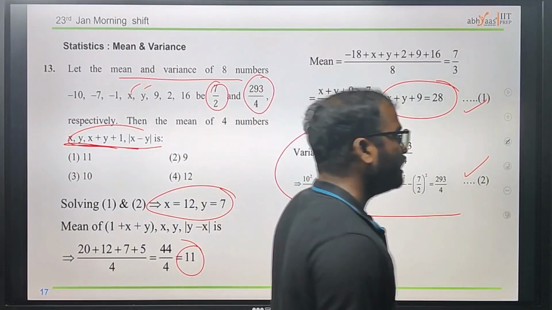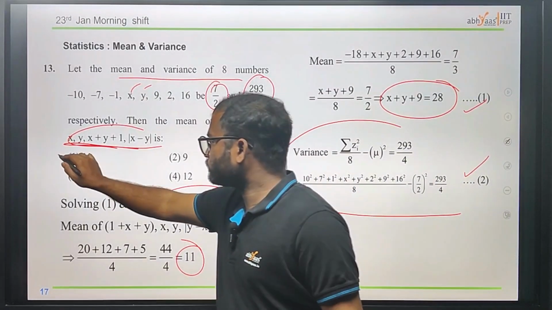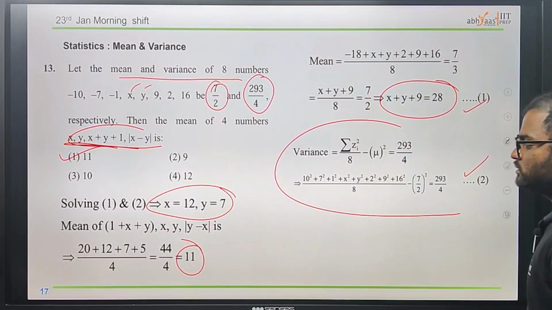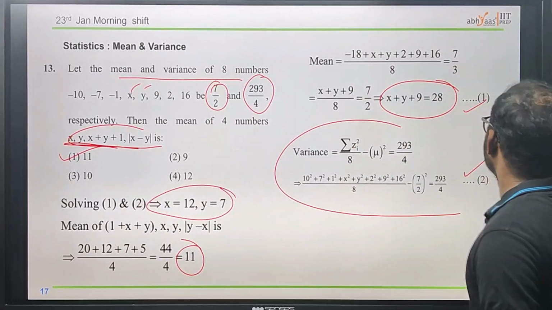Okay, it is a simple one. It is easy to say, but we have a lengthy process in order to do that. Which is nothing but 11 is the answer. This is a simple straightforward question, but you have to do calculations.